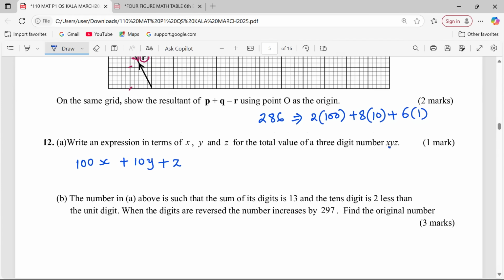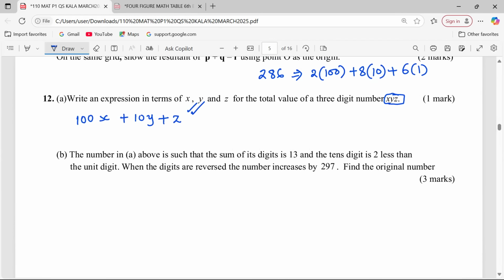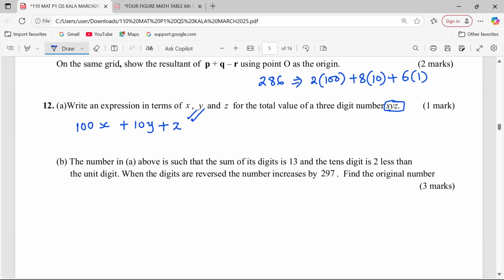That's just an expression to show you how I have split this one into the expression that the examiner wanted. Look at part B. The number in A above is such that the sum of its digits is 13 and the tens digit is 2 less than the unit digit. When the digits are reversed, the number increases by 297. Find the original number. So we're going to use the space now here for us to work out this problem.